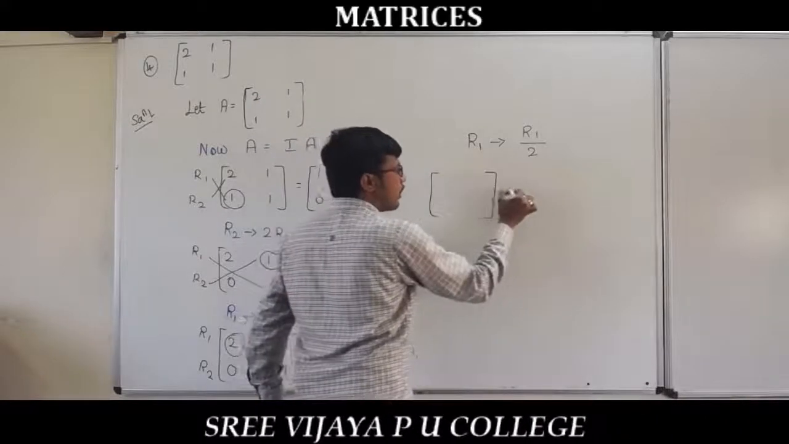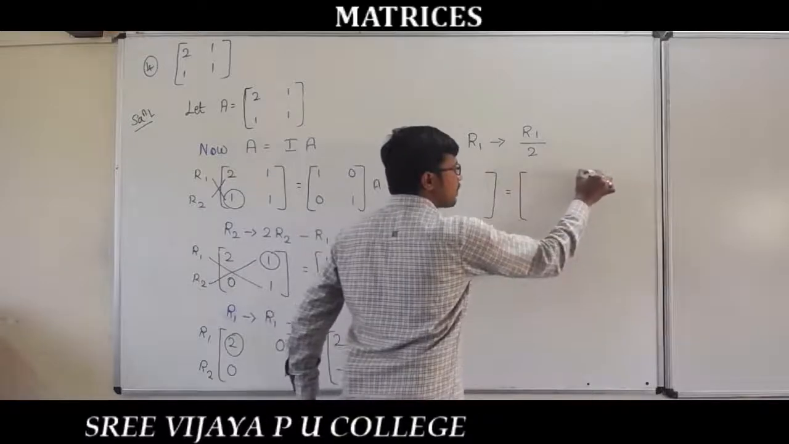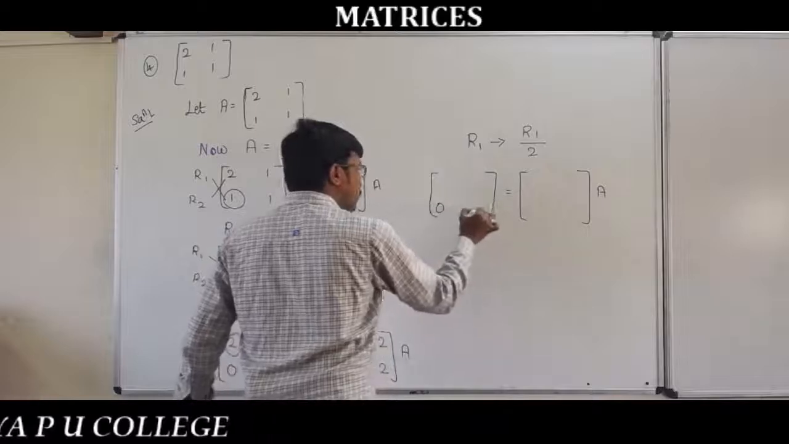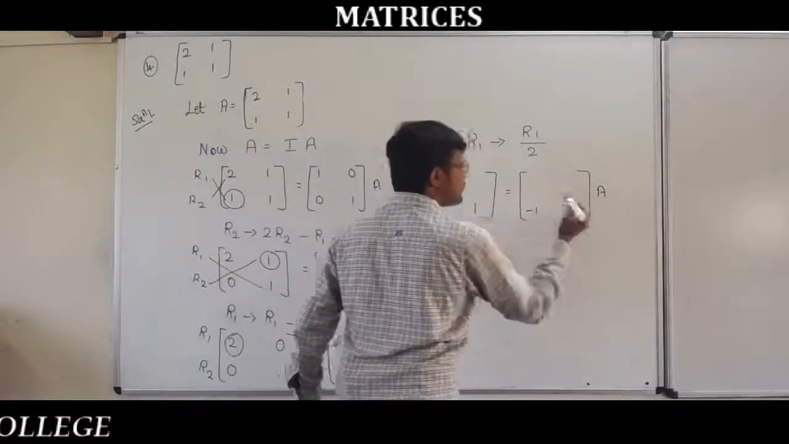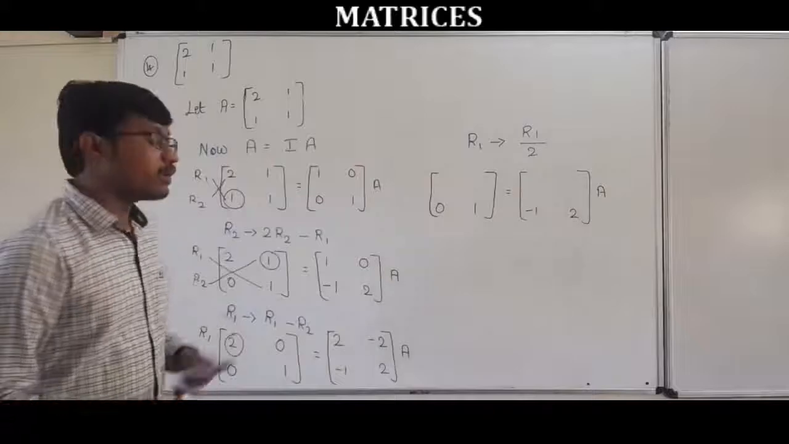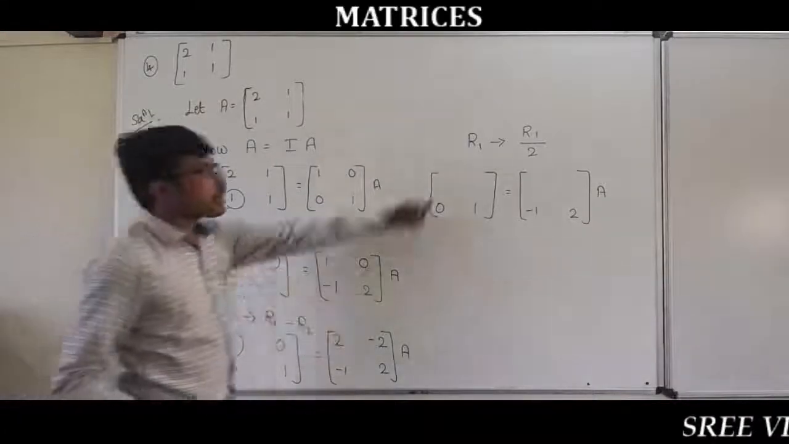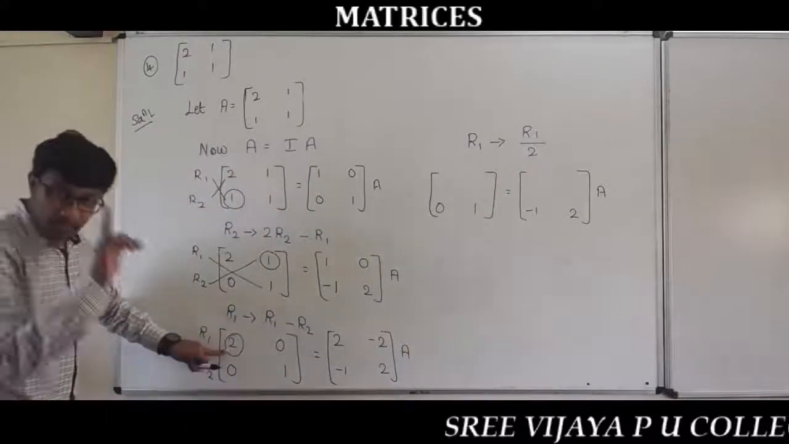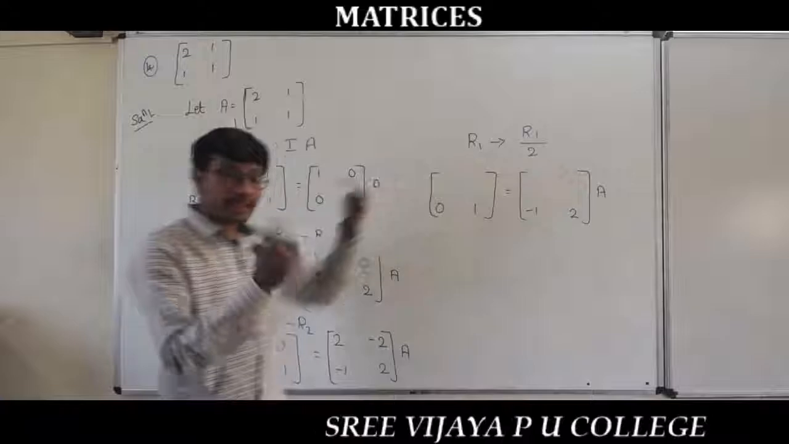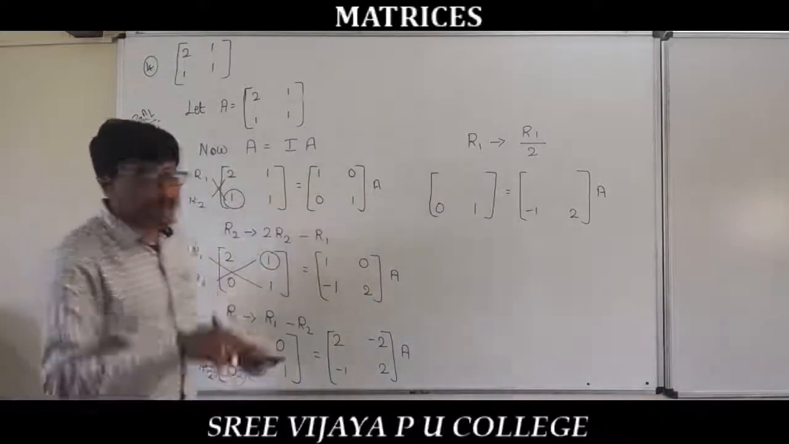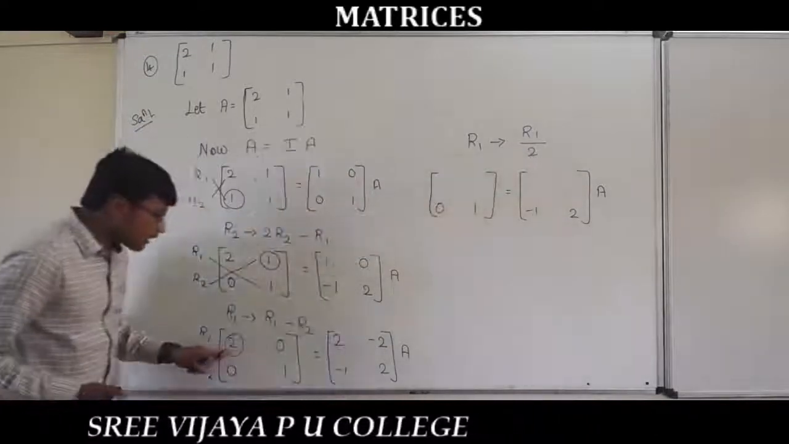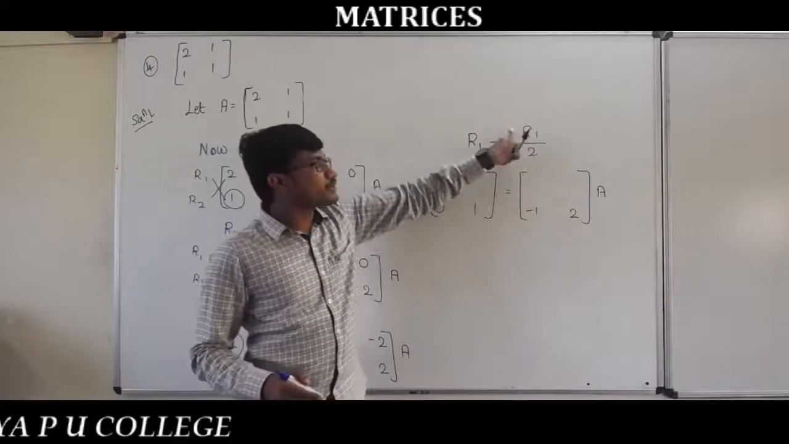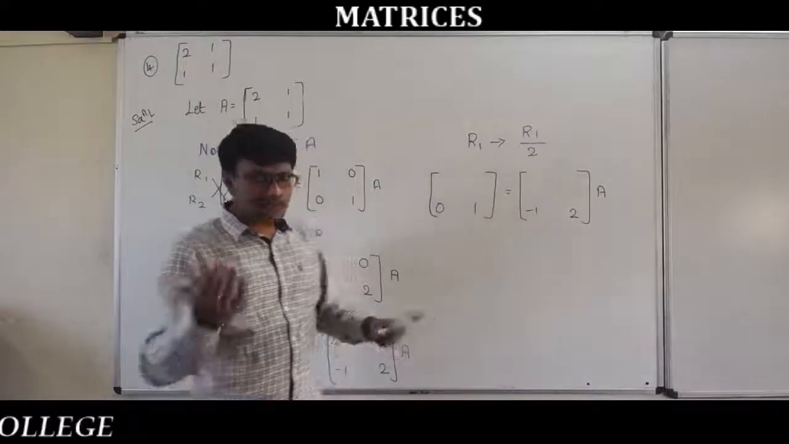So here also R1 will change, R2 will be as it is. What is that R2? 0, 1, minus 1, 2. This is that R2. What about R1? R1 can be changed according to this elementary operation as R1 by 2, because the element here is 2, right? To make it a 1, you can divide by 2. Suppose if it is 3, to make it 1, divide by 3. Suppose here minus 5 is there, to make it 1, divide by minus 5. If it is in the first row, take it as the first row. If it is in the second row, take it as the second row.